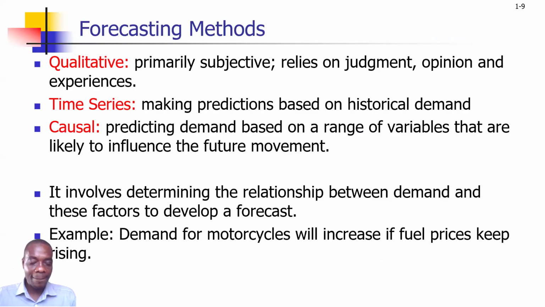So there are methods of forecasting. We've looked at a couple of them earlier. They can be grouped generally into three main ones. Remember, I mentioned time series earlier. So the first one is qualitative. The qualitative forecasting method is basically subjective and relies on judgment and opinion.